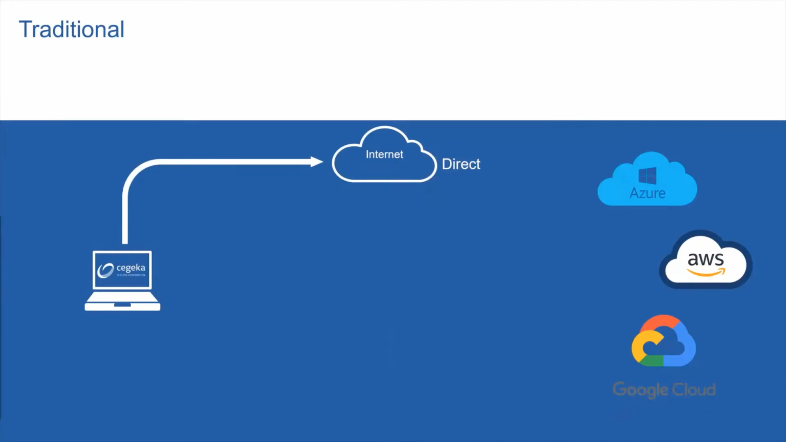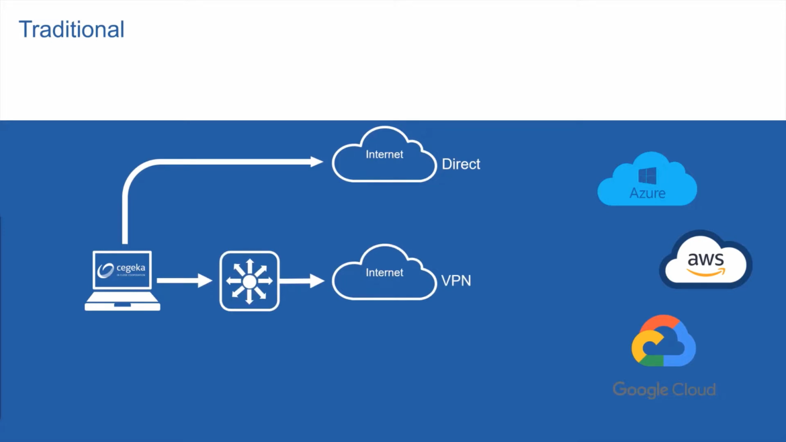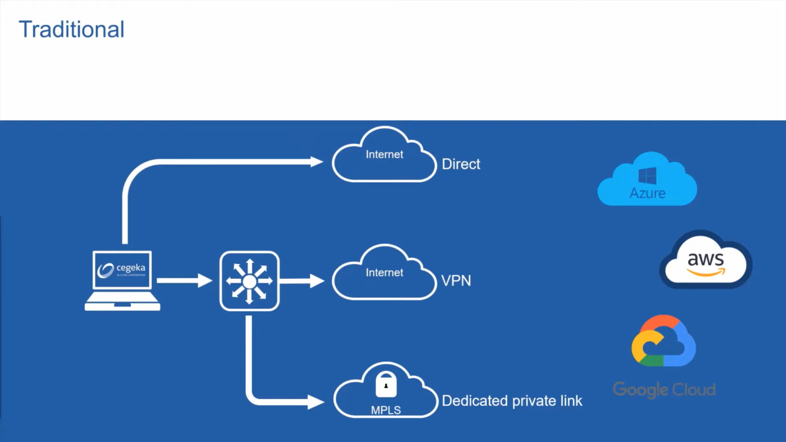We have some traditional ways of accessing clouds, and first off, that could be a direct internet link to Azure, AWS, or Google Cloud. And in the case of a more secure connection, we could add a virtual private network. Most of the time that will be a site-to-site connection or a point-to-site connection. And the last traditional way could be a dedicated private link. And that dedicated private link, in contrast to your virtual private network, isn't encrypted.